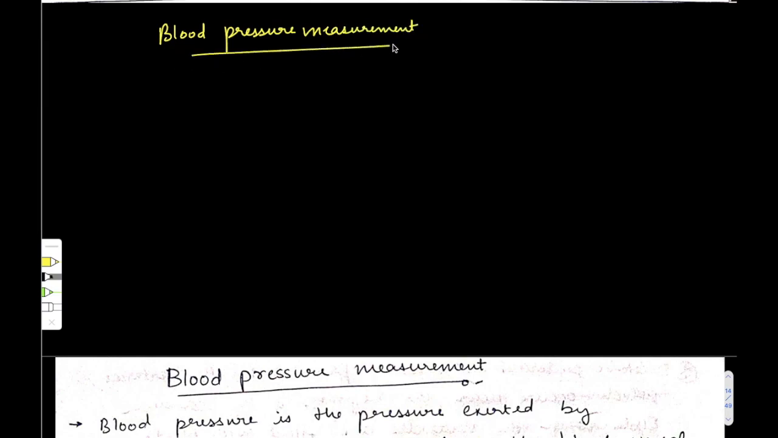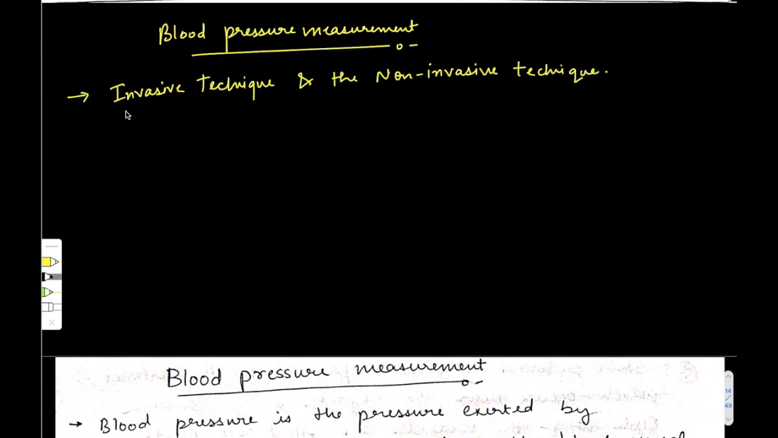As the name suggests, there are some methods that we exploit in our daily life to measure blood pressure. Mainly two types of blood pressure measurement techniques are used: the invasive technique and the non-invasive technique.